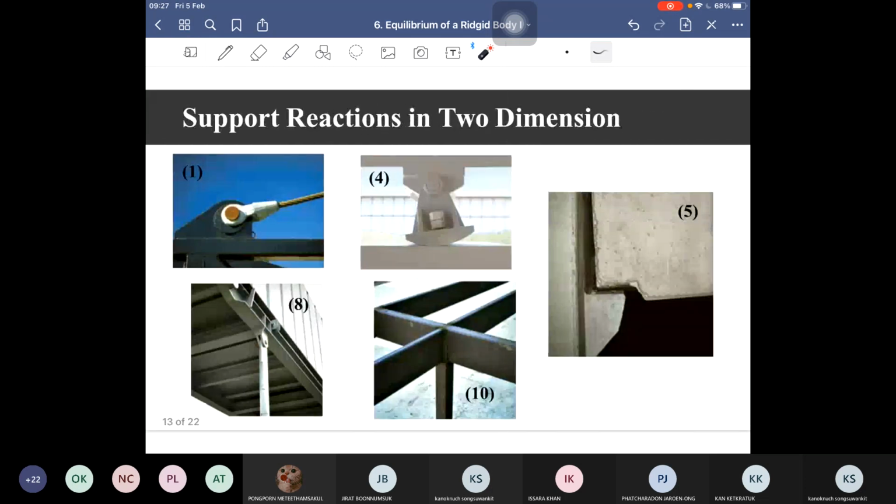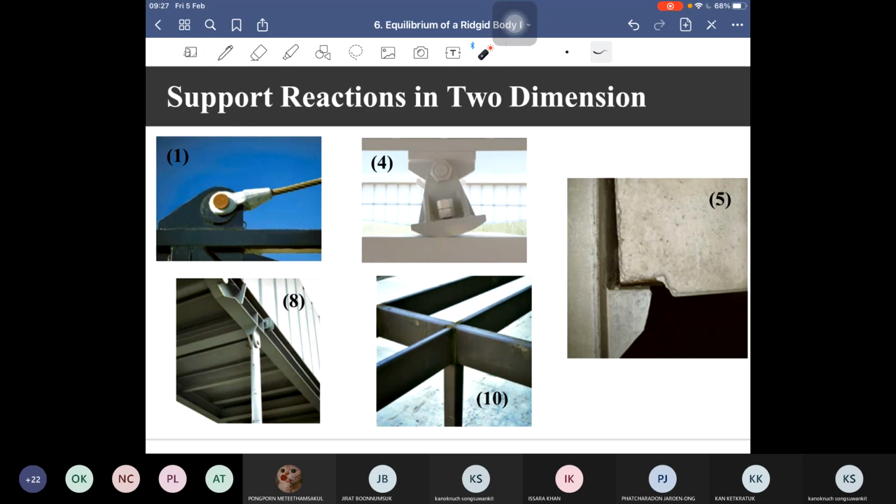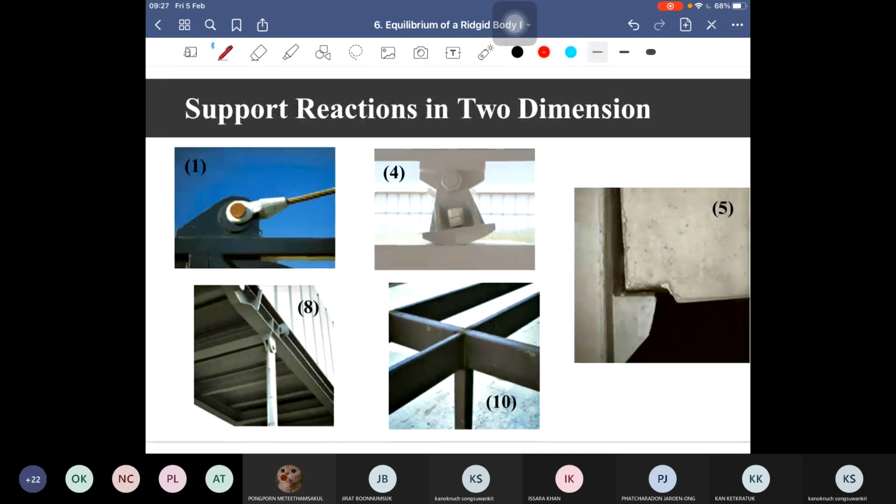So here are some examples of actual supports that you always see in your life. For example, number one is a cable that exerts a force on the bracket in the direction of the cable, right, to support the weight. So the tension will act out of the body every time. Tension.